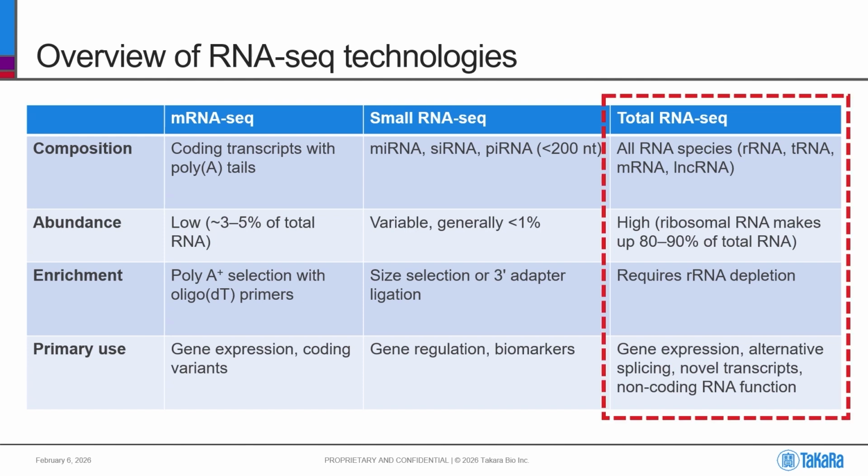Total RNA sequencing, shown here, offers the most comprehensive view. By depleting ribosomal RNA, it captures all RNA species, including mRNA, long non-coding RNA, and other non-coding RNAs. This makes total RNA sequencing especially powerful for studying alternative splicing, novel transcripts, and non-coding RNA function, providing a more complete picture of cellular activity. One thing worth noticing here is that 80 to 90% of total RNA is rRNA. So to capture what really matters, it is important to remove the abundant ribosomal RNA.